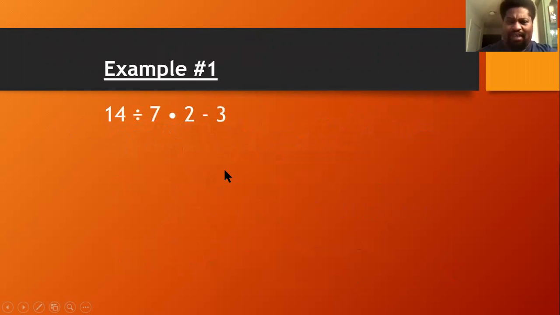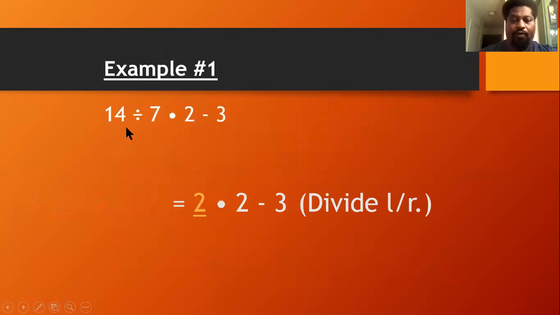Let's go through about 5 examples real quick. We got 14 divided by 7 times 2 minus 3, all right? So the first thing we're going to do, when you look at it from left to right, you will see that you're going to divide the 14 by 7. Remember the left to right rule? 14 divided by 7, which is 2. Now you got 2 times 2 minus 3.